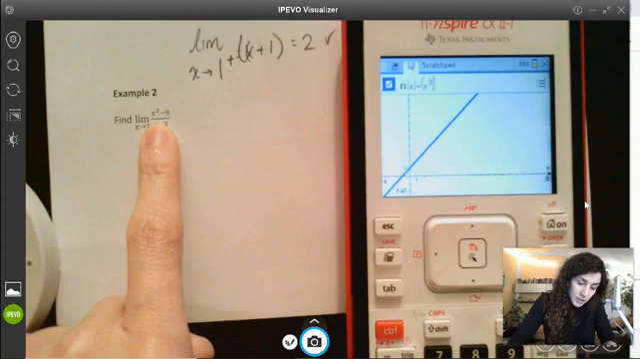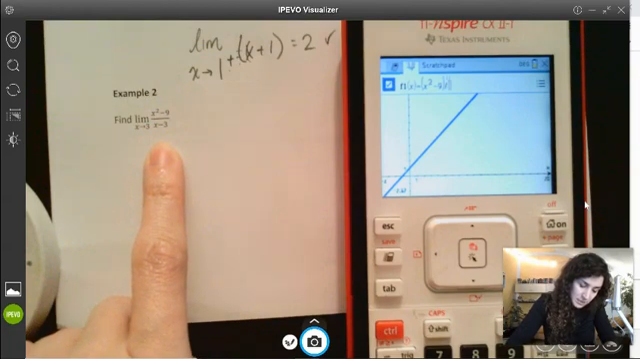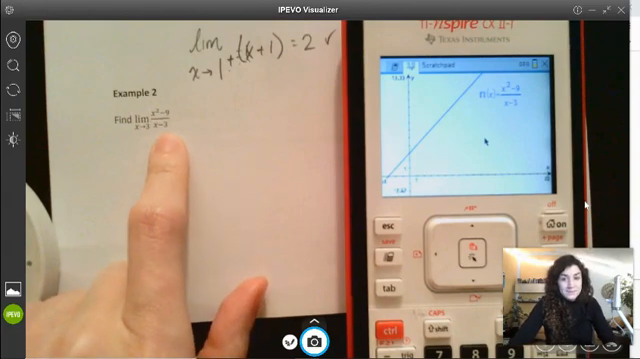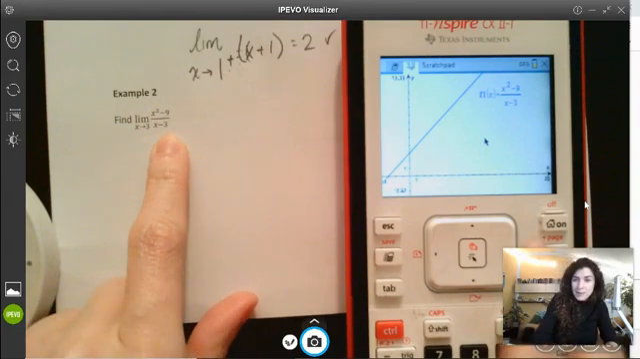Parentheses for my numerator, divide by parentheses my denominator. And I graph it. And it looks like a line, because it is, with one small situation.